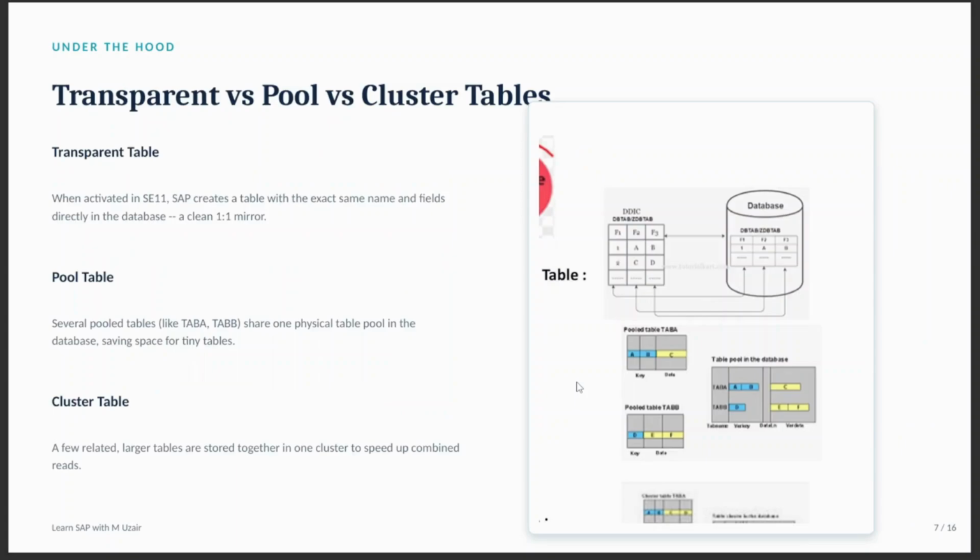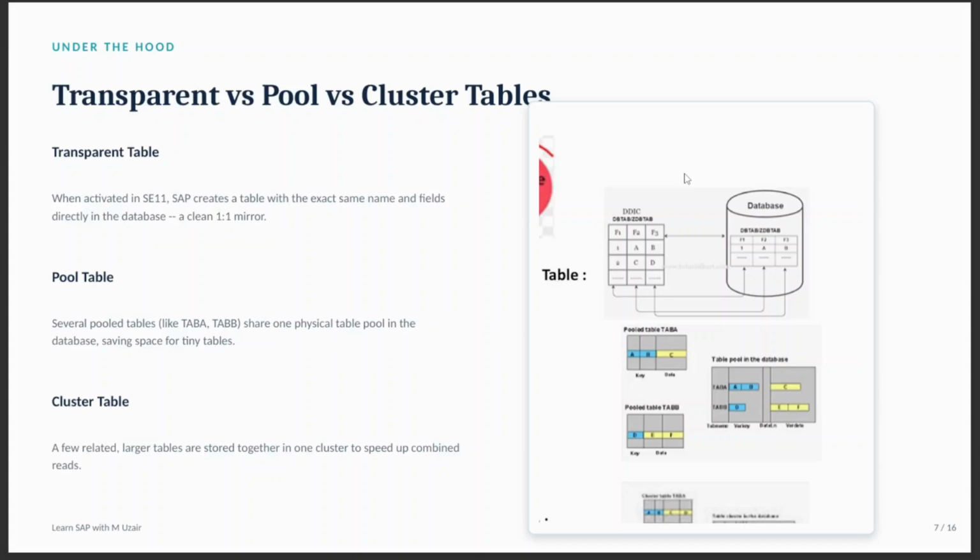Okay, moving further. Here are the same three table types, but visually. Look at the transparent table diagram. The DDIC definition and the actual database table have identical fields: Field 1, Field 2 and Field 3. It's a direct mirror.